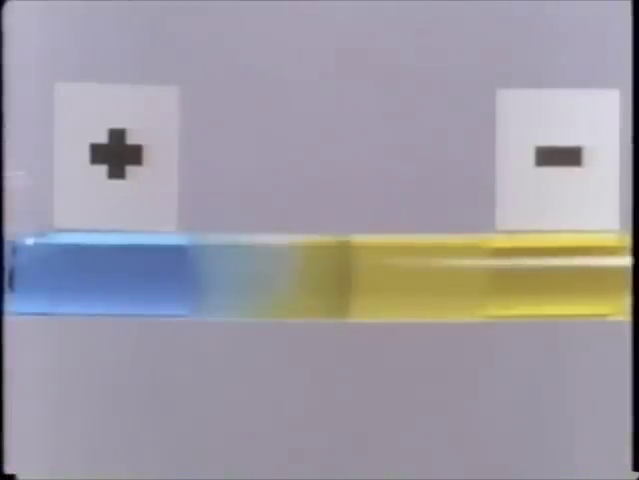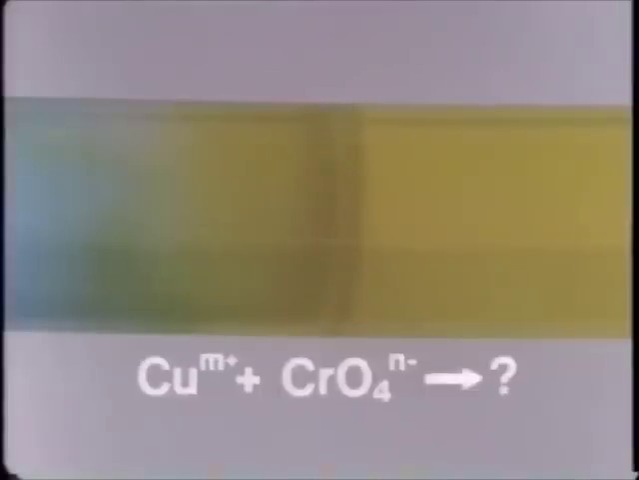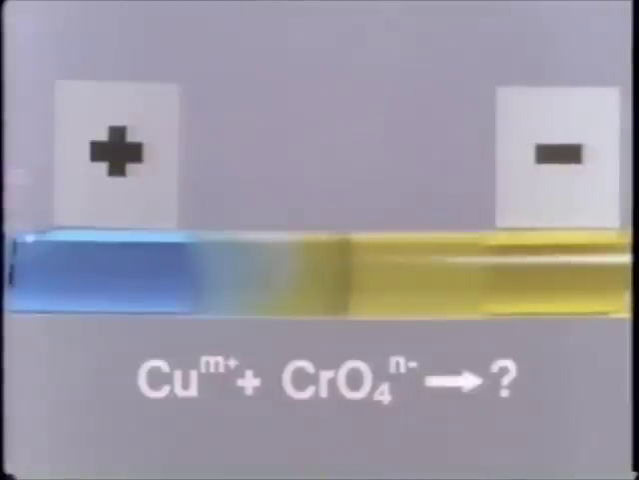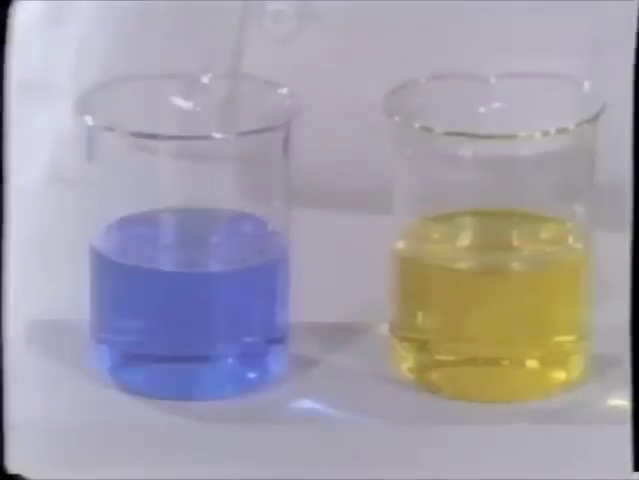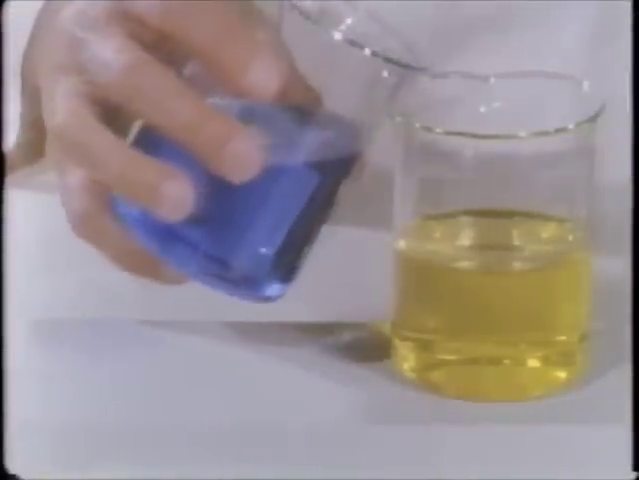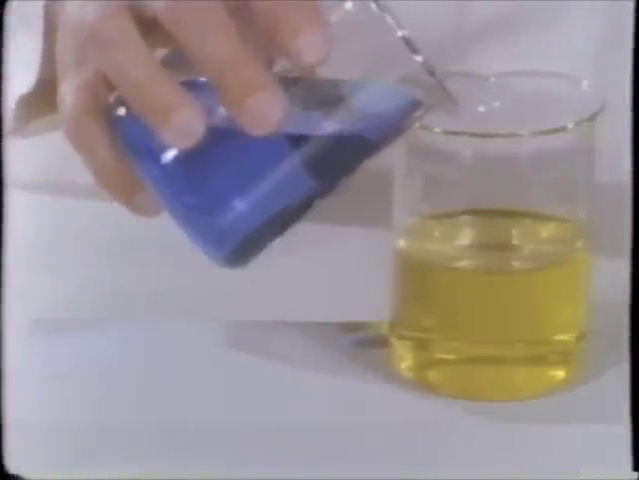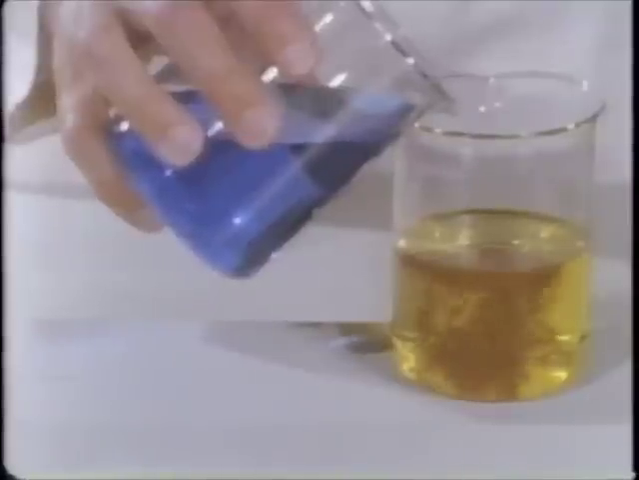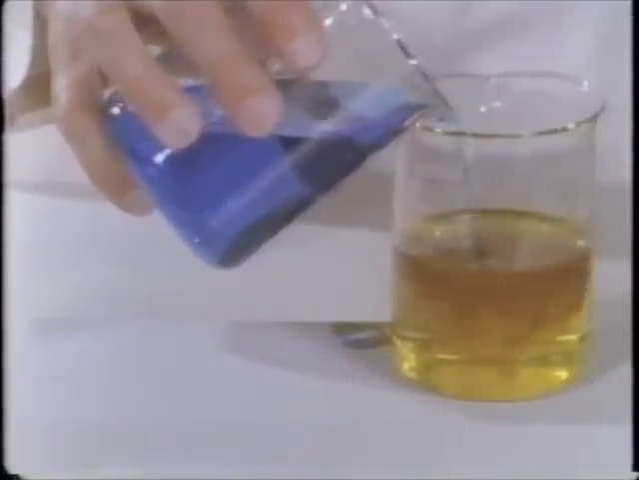But there's a new effect. A brown region develops. Let's disconnect the battery. The central brownish region suggests that a new chemical substance has been formed where the copper ions and the chromate ions meet. What is this new substance? If we simply mix the original solutions, will this same brown substance form? Yes. Apparently the gel and the electric current are not required.